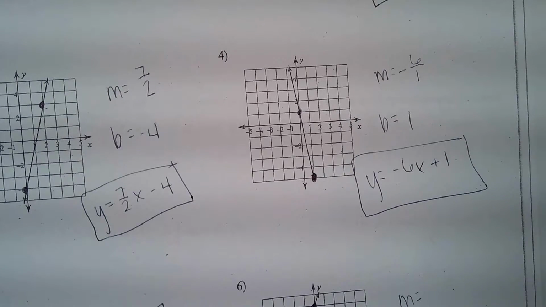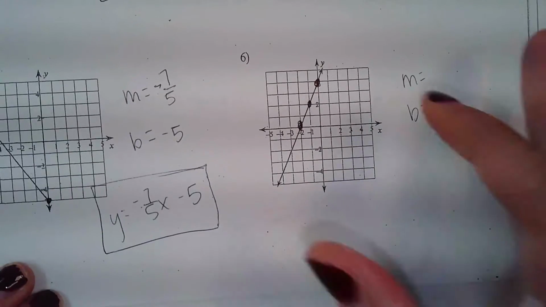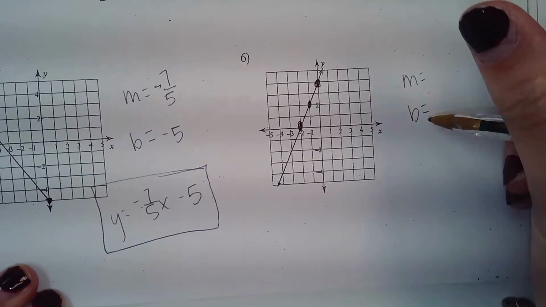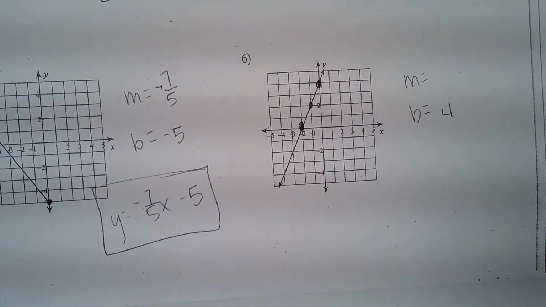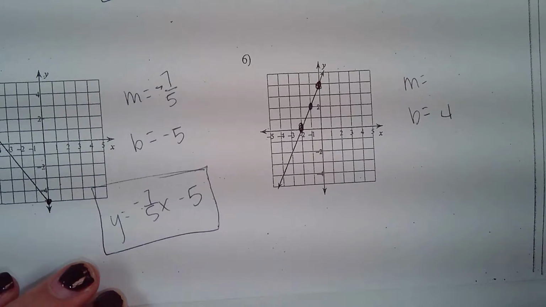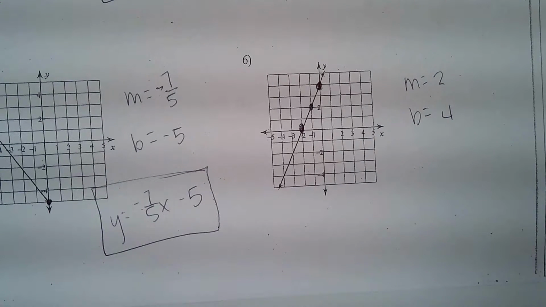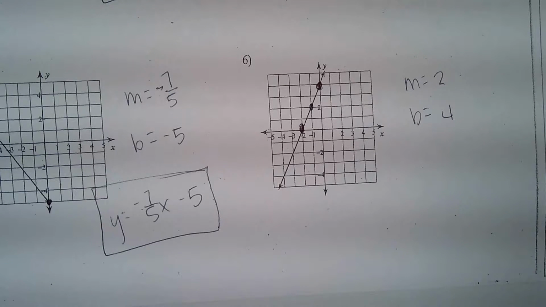Okay, so for number 6, Michaela, what's the y-intercept? 4. Will, what's the slope? I got negative. Wait, how'd you get 2? I got 8/4. Yeah, so did I. 8/4 reduces to 2.